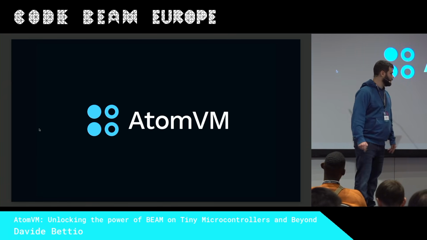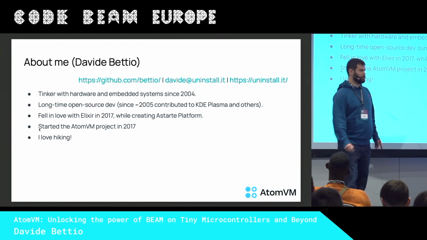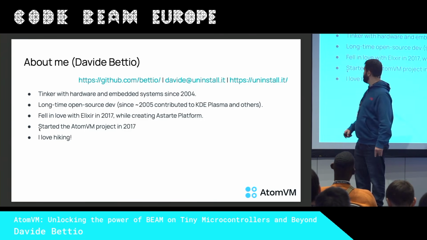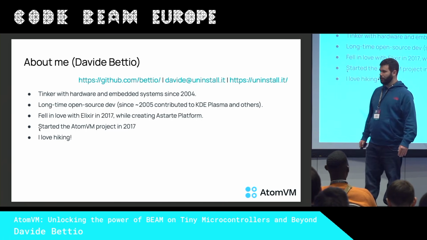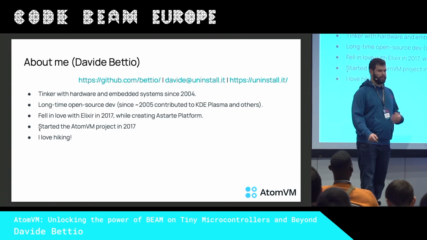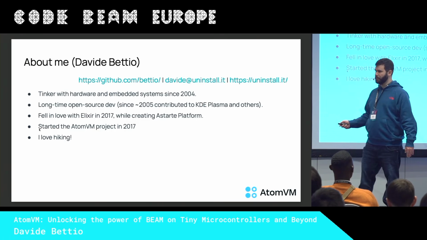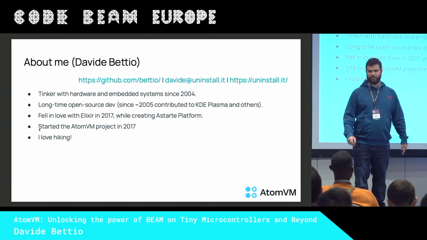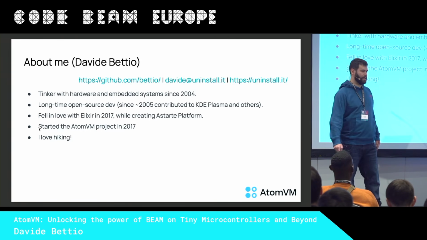So today we are going to talk about AtomVM. And before starting talking about AtomVM, let's introduce myself very briefly. I tinker with hardware since 2004. It's quite a long time, both on the hardware part, but mostly on the software part. And since I was a student in high school, I have always been passionate about open source software. So at a certain point, I created AtomVM. It was in 2017, the year that I discovered Elixir, because I fell in love with Elixir.